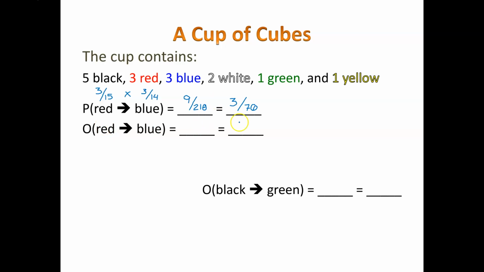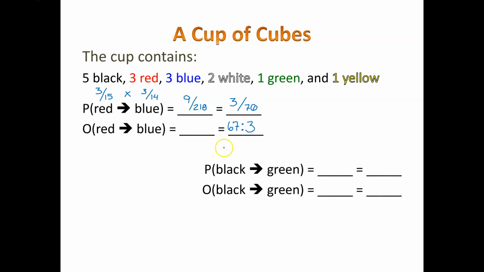Let's turn that into odds. We need to put winners on the right, losers on the left. We know there are 3 winners. Total number of results is 70. 3 of them are winners. All the rest are losers. 70 minus 3 is 67.